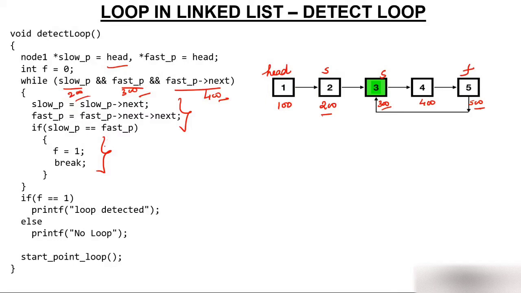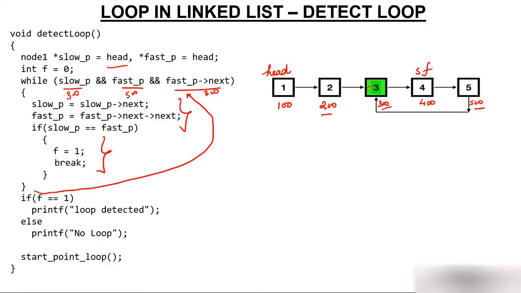Since this is not equal, I'll not go inside this, and I'll again go inside the while loop and check the condition. What is slow now? Slow is 300. What is fast? Fast is now 500. And what is fast next? 300. So all the conditions are true. I'll move slow by one step, so it will come here. I'll move fast by two steps, one step here and one step here, so fast will also come here. Now I'll check is slow equal to fast. Yes, slow is equal to fast.